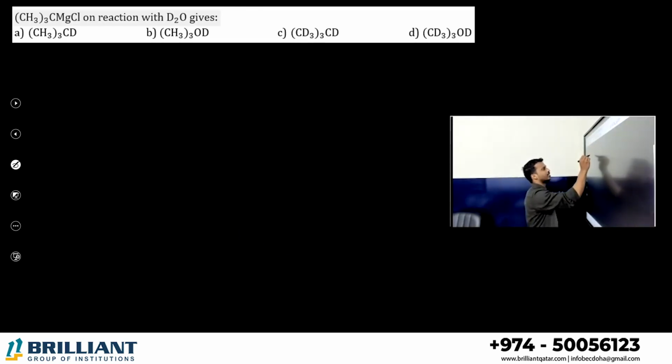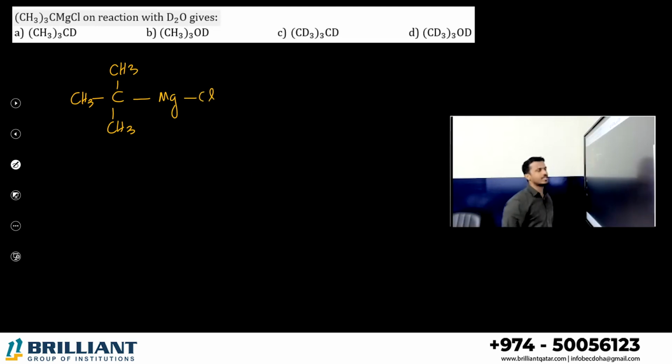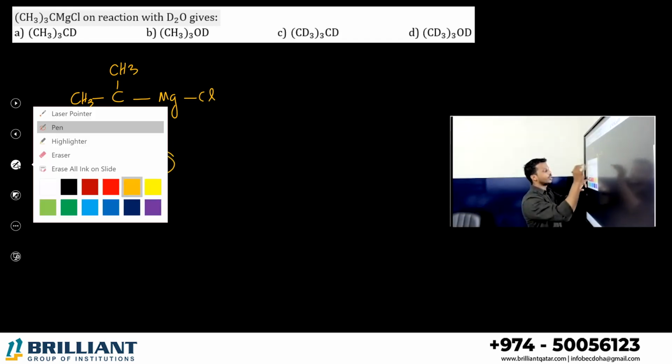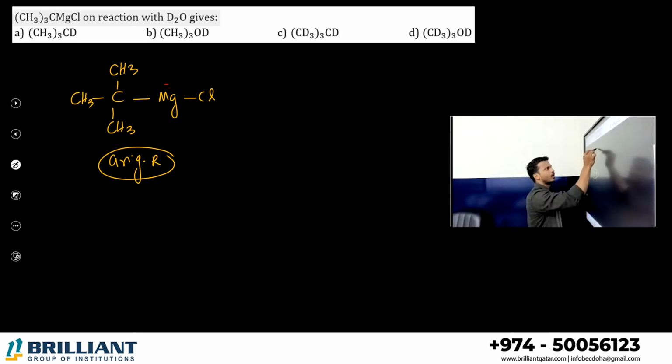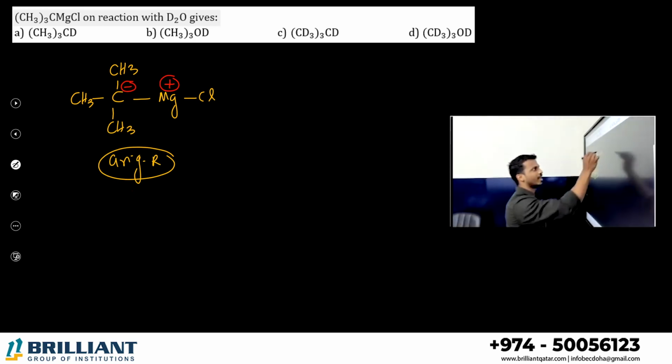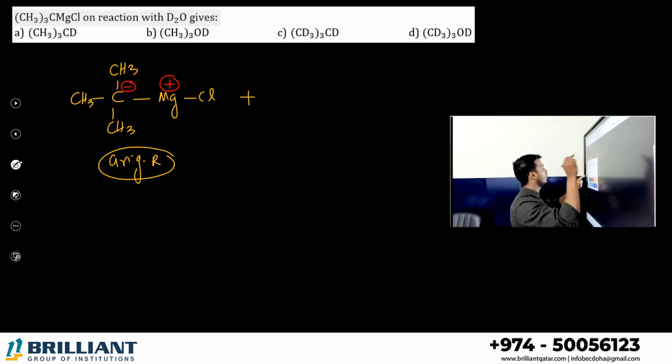(CH3)3CMgCl. So one carbon connected to three CH3 groups, with the magnesium and the chlorine. What is this? A Grignard reagent, correct? This is a Grignard reagent because it contains an alkyl group, magnesium and halogen. What is the charge? Magnesium positive, carbon negative. It is treated with which one? D2O. Same question we discussed, but the pattern is different.